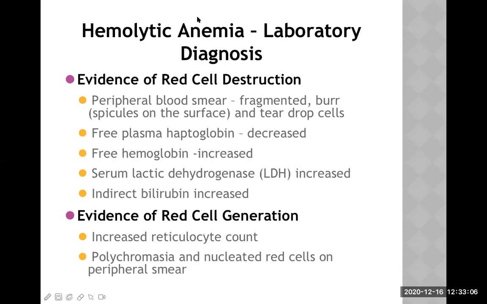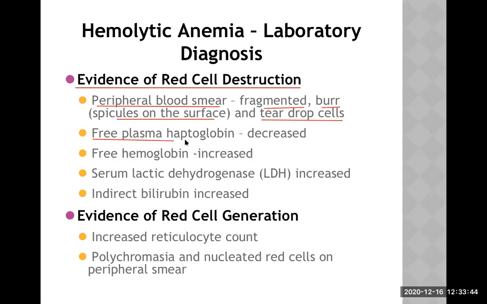Now see here. These are the evidences of red cell destruction. While doing the peripheral blood smear, if the cells are fragmented, if they are burr cells, burr meaning there are spicules, small spikes coming out from the surface, and if they are teardrop cells, meaning they are of different shape, this is one of the features of RBC destruction.